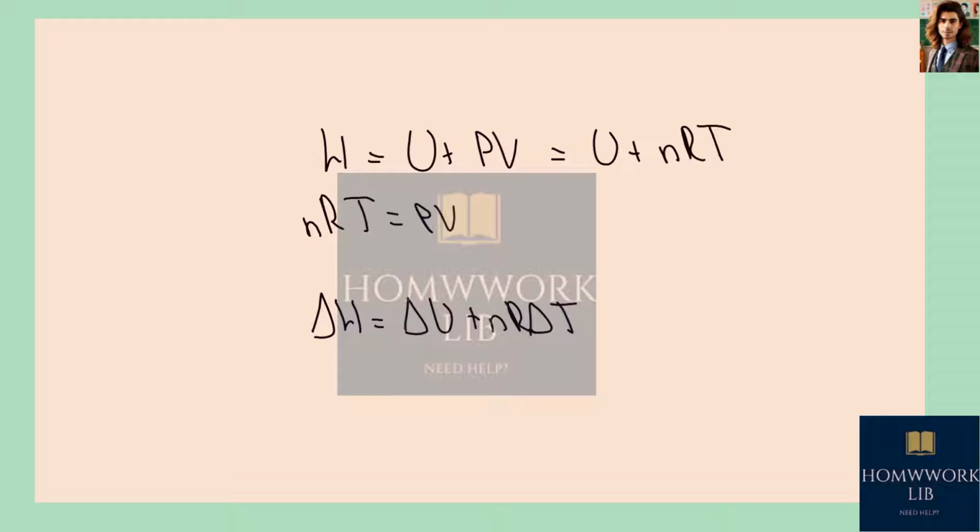So, as you can see, any change of enthalpy is going to depend only on the change of temperature and the change of internal energy of the gas itself. Now, we know that for an ideal gas, the change of internal energy is equal to n times Cv delta T for a process at constant volume.